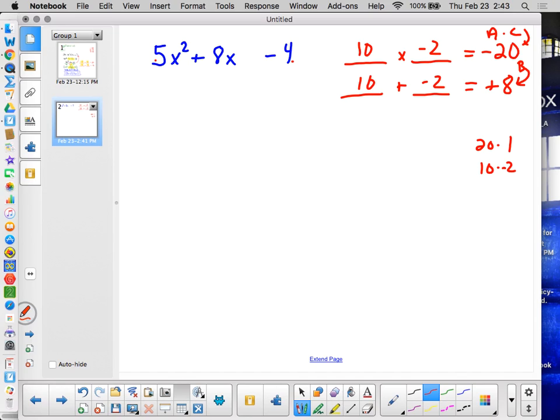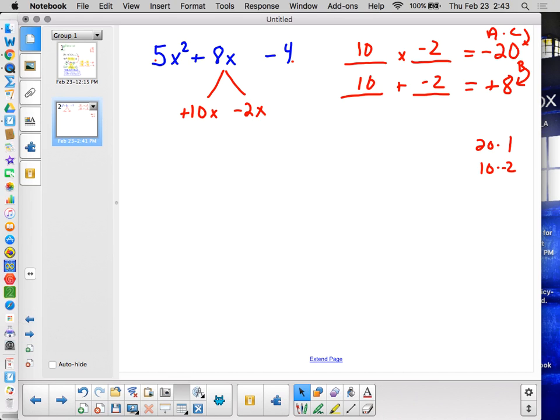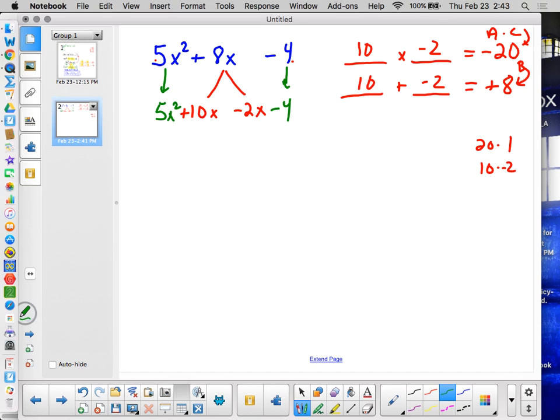What are we going to do with that plus 10 and negative 2? We're going to split this middle term. The plus 8x is going to split into a plus 10x minus 2x. All right? That's how we use the magic numbers. We then have to bring down our first term. The 5x squared remains unchanged, and the minus 4 remains unchanged. Once we've got all four terms, now we group.